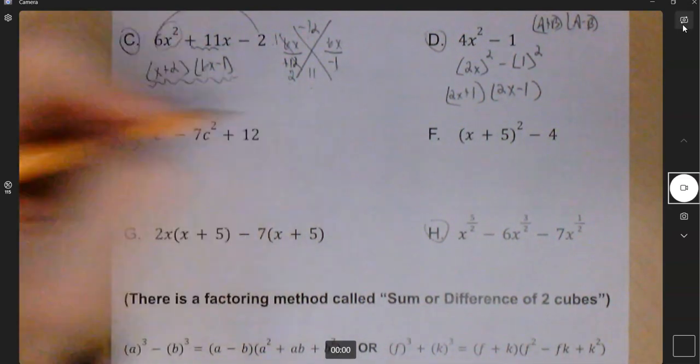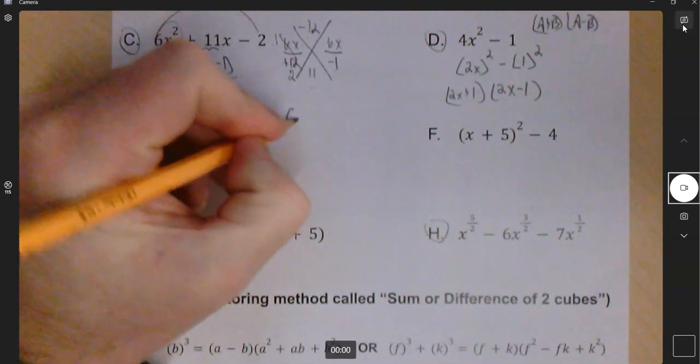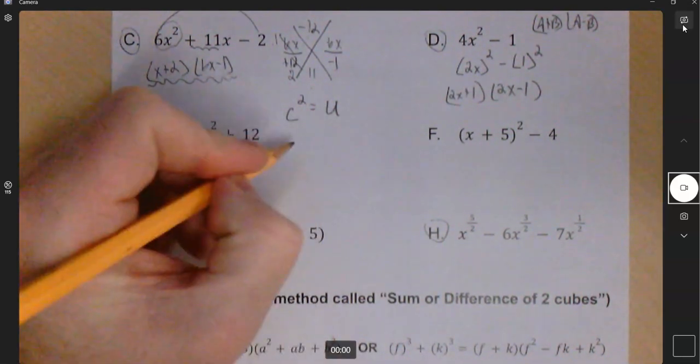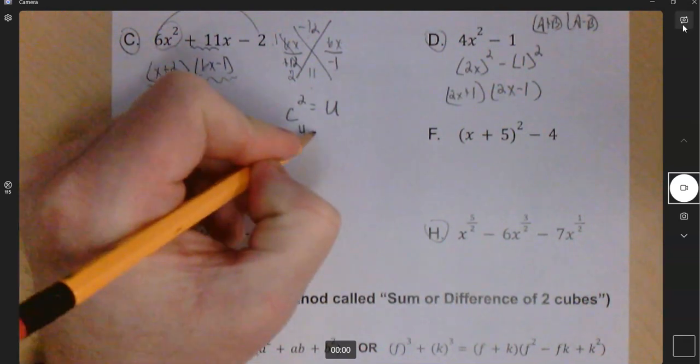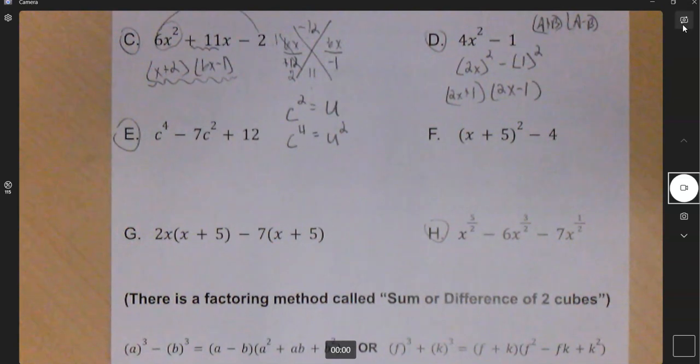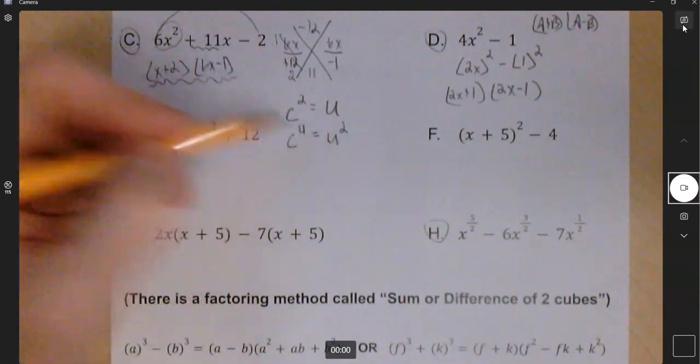So I'm going to do that. I'm going to say wherever I see a c squared, I'm going to replace it with a U. I'm allowed to do that. A substitution. In that same vein, then, if I squared both of those, I could say wherever I see a c to the 4th, I'm going to call it a U squared. So now I'm going to go over to my problem, and wherever I see these things, I'll make the substitution.